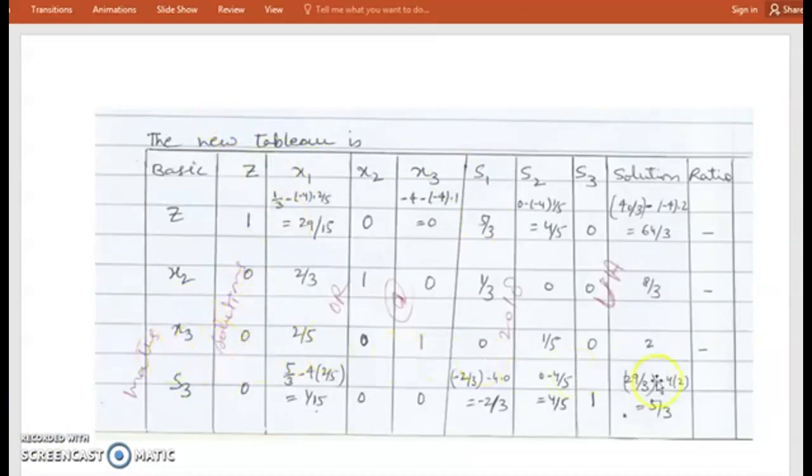We divide this row by the pivot element, and with the help of this row we calculate the rest of the rows. Once we calculate, we get all the elements in the table, and we see that in the Z row, no coefficient of the variables X1, X2, X3, S1, S2 is negative. It means we have reached our optimal solution, and the optimal solution is 64/3.